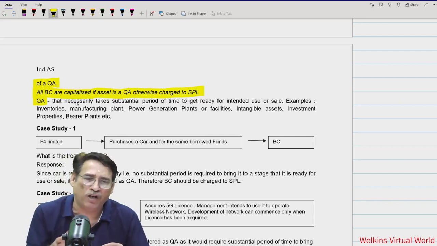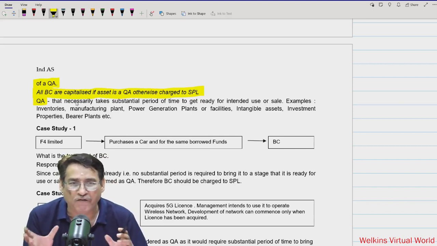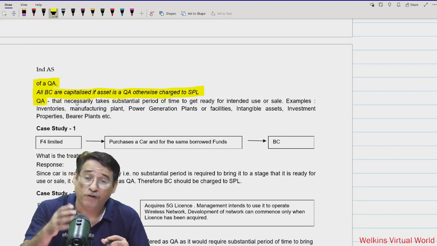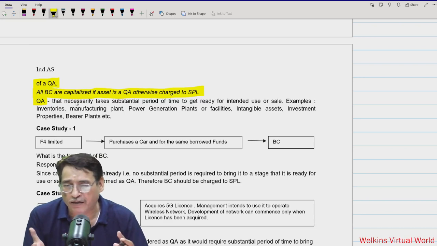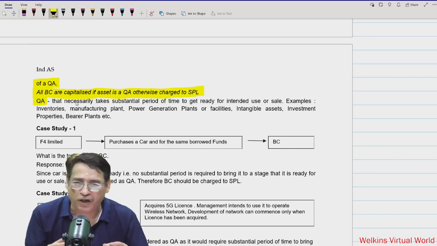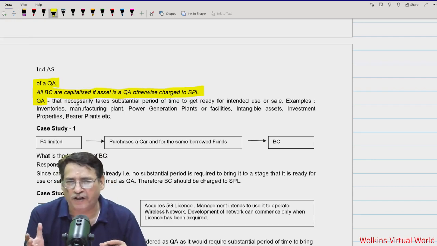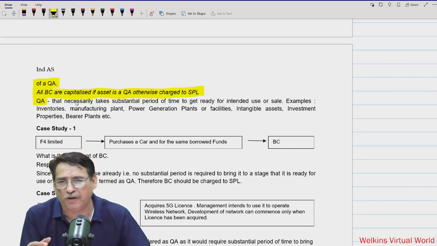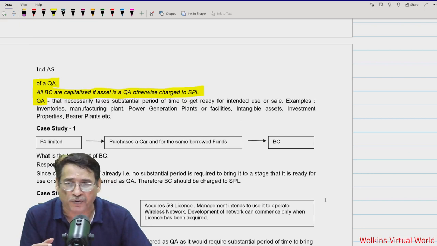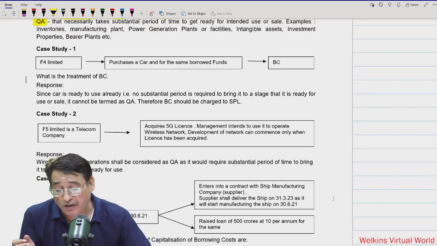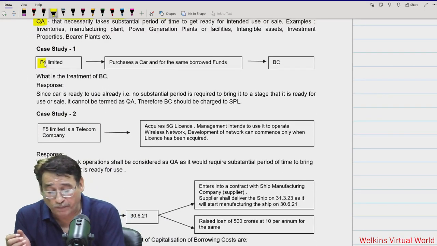Another example of a qualifying asset is investment properties. Investment properties are those properties which are kept by the owners either to earn some rental income or for capital appreciation purposes. Similarly, bearer plants require a substantial period of time before they become ready for use. Correct? Now in case number 4, I'm going to ask you a very simple question.